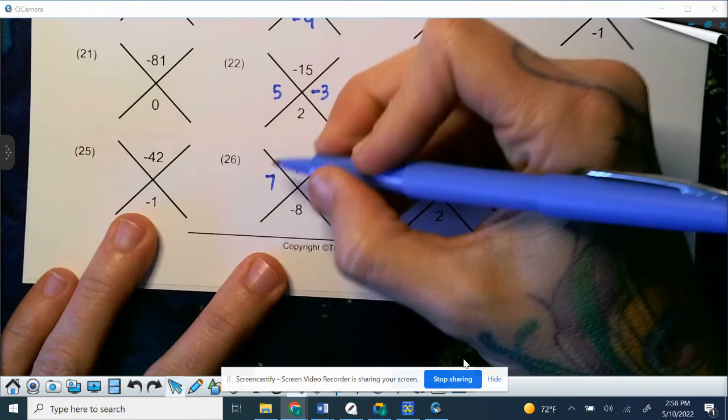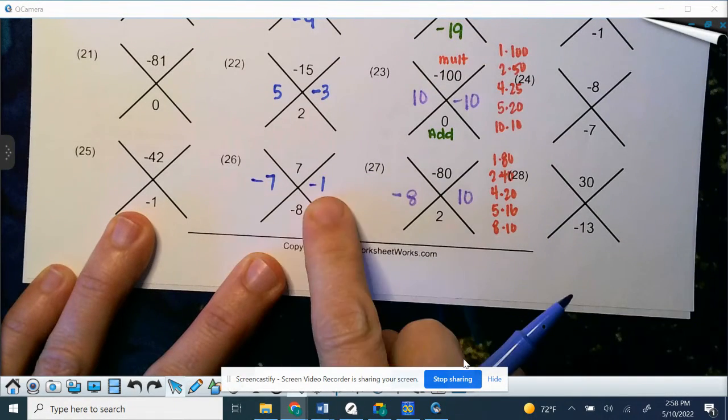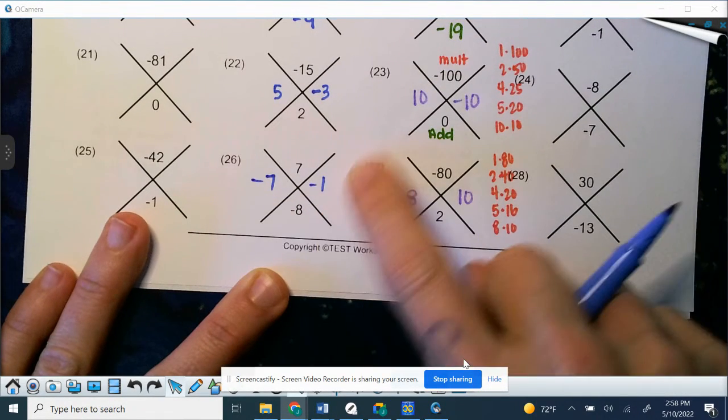Yeah, they both become negative, exactly. Because then when I add them together, I get the -8. And then when I multiply them together, I get the +7.